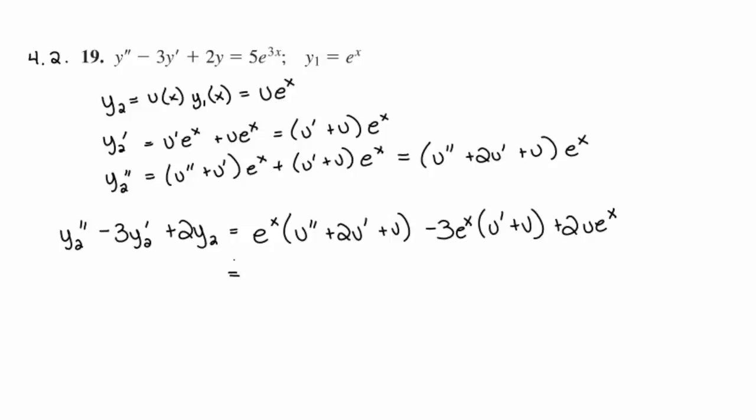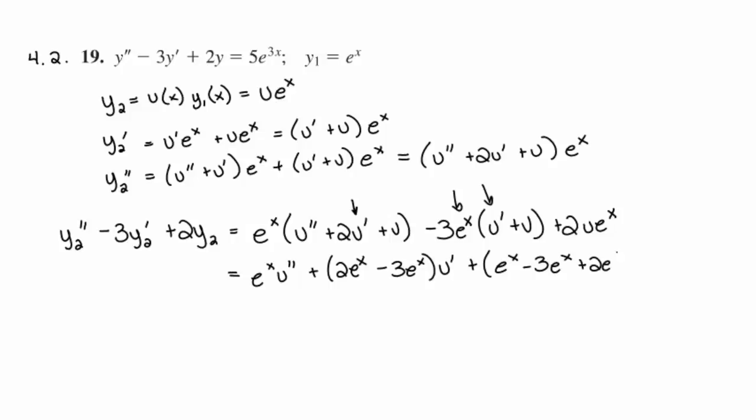What I'm going to do is collect like terms with respect to u prime and u double prime. That is, I have an e to the x u double prime, and as far as what's attached to u prime, I have a 2 e to the x attached to that u prime, and I have a negative 3 e to the x attached to this u prime. And then finally attached to u would be e to the x, a minus 3 e to the x, and finally plus 2 e to the x. And this is attached to u.